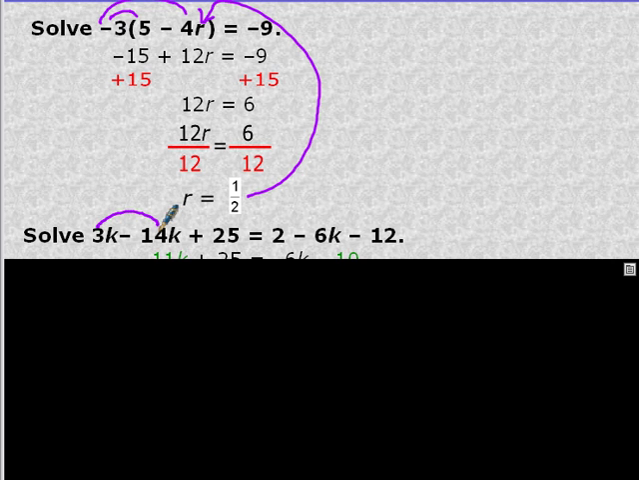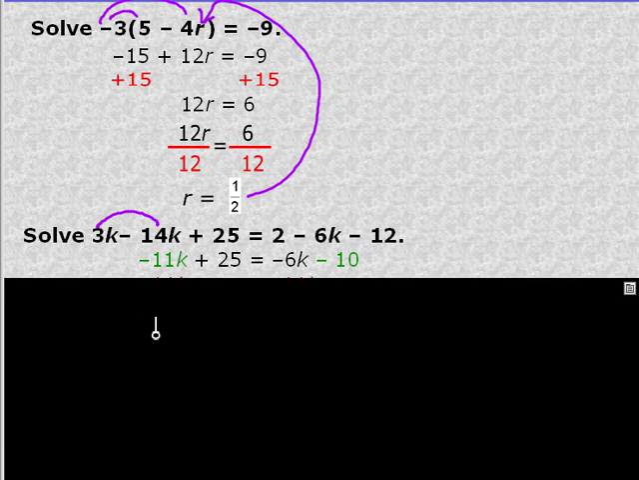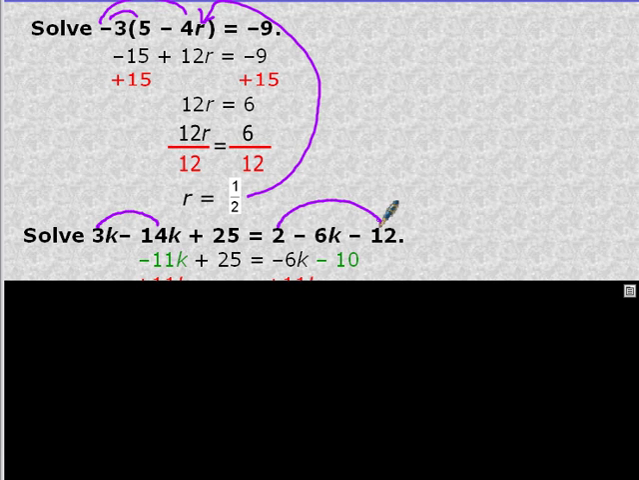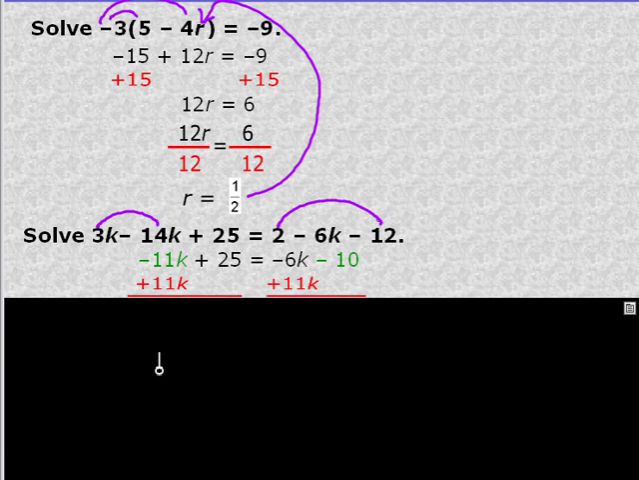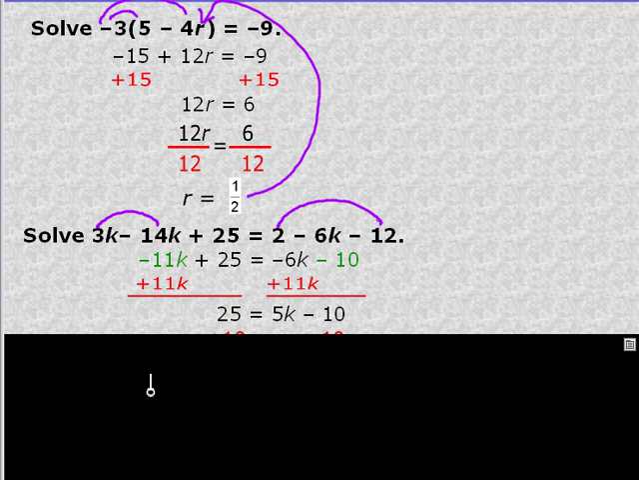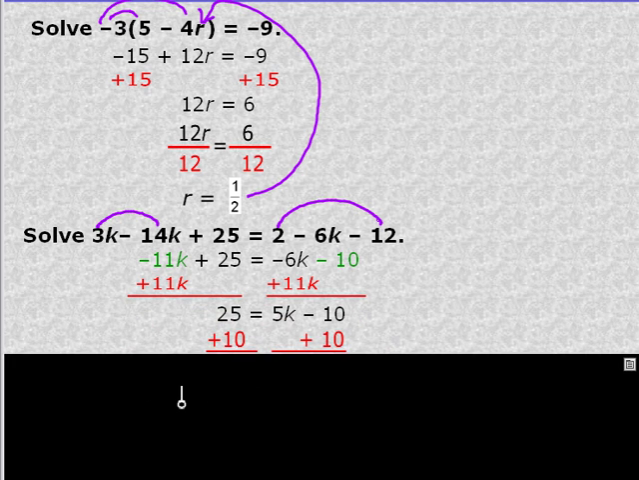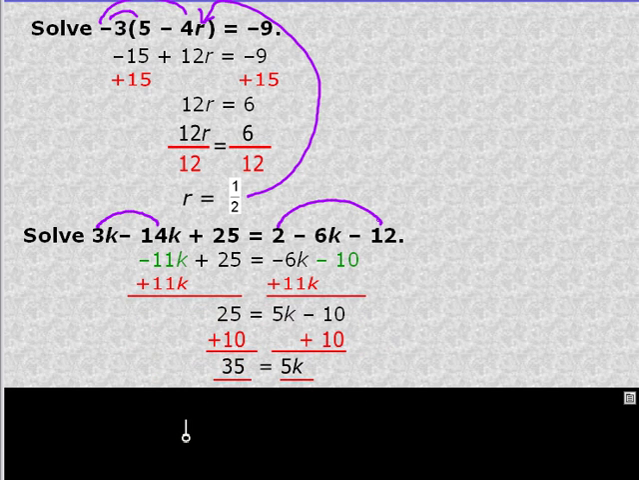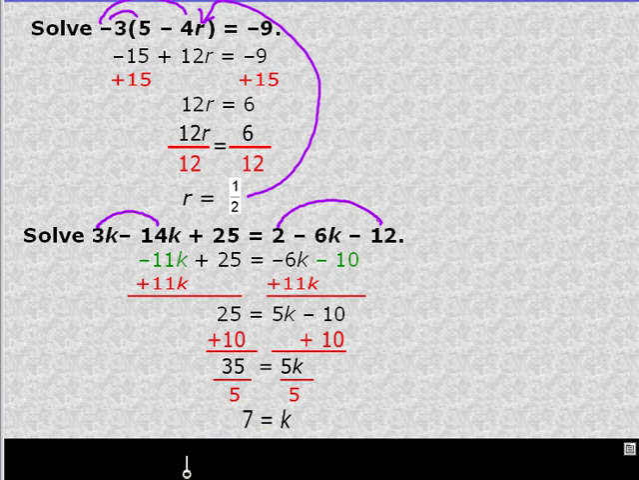So you're going to have 3k - 14k here to get -11k, and here you can combine your 2 and -12. Those are like terms on the same side of the equation to get -10. And now you're just going to solve for the variable. They add 11k and add 10. Solve for k by dividing out your 5 to get k = 7.